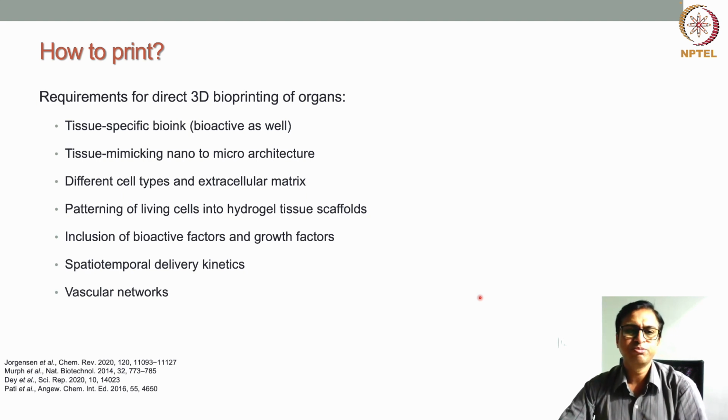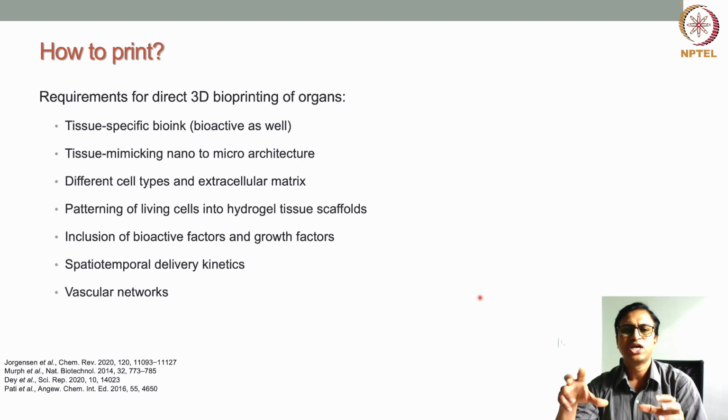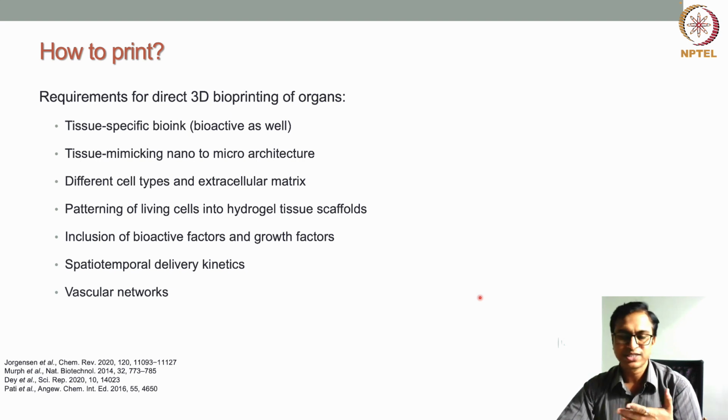Another thing is that tissue mimicking nano or micro architecture is very important, as we have already discussed in this lecture, that each tissue or organ has a typical nano to micro architecture. We have to also develop this kind of architecture along with bioprinting. And different cell types and extracellular matrix components we need to use depending upon the tissue type. We have to see what the resident cell types present in that tissue are, what the extracellular matrix composition is, we need to understand, and then replicate these things.